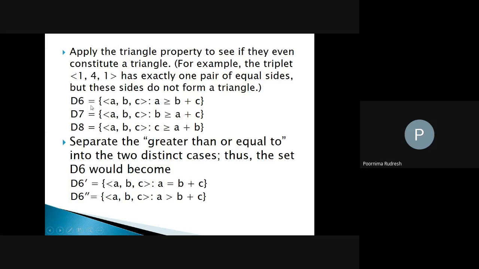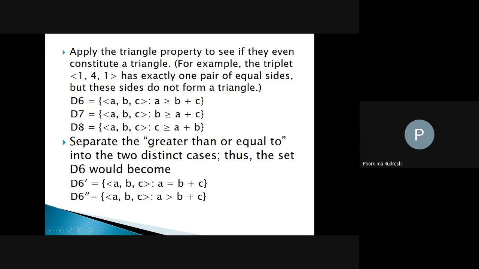Because here the condition is given, right? For D6, D7, D8, the condition is given: A is greater than or equal to B plus C. But here, if we consider this, what is the A value? 1. What are the B and C values? 4 and 1. Is 1 greater than 4 plus 1? No. Then if this condition is not satisfied, we say that it is not a triangle. Similarly for B and C: B also should be greater than or equal to A plus C, and C should be greater than or equal to A plus B. Then only is it possible to construct the triangle, otherwise not. Hence, for the given combination 1, 4, 1, we cannot construct the triangle, and hence the expected output will be that it is not a triangle.